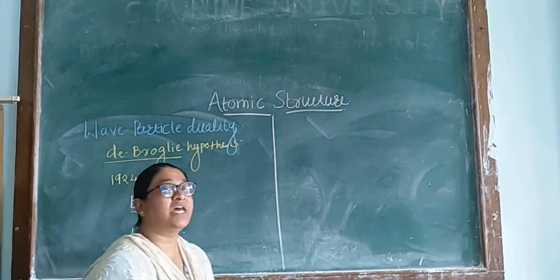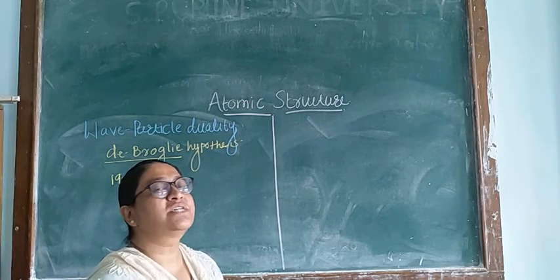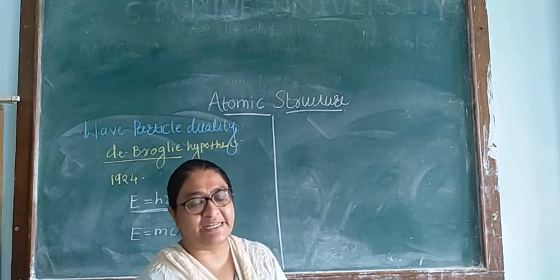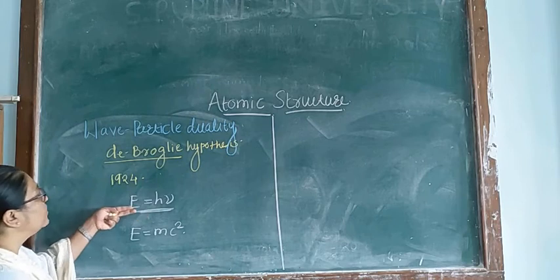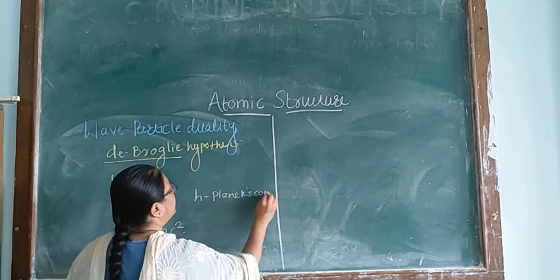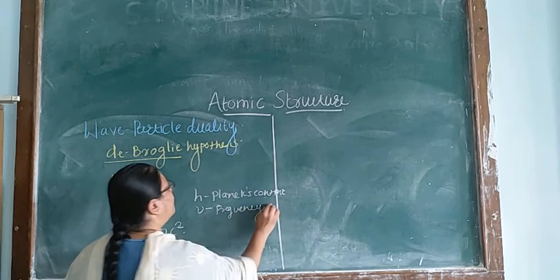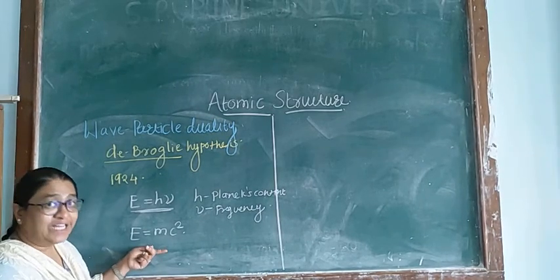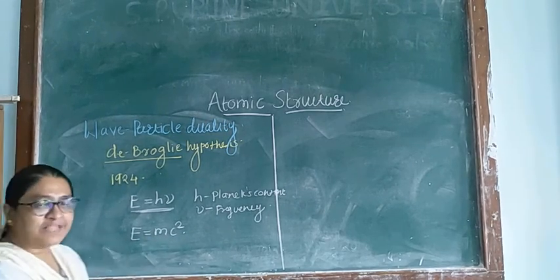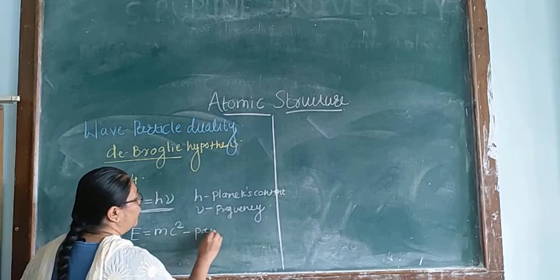As light is constitutive of photons, that light has a dual character. That means these photons may behave as a wave as well as a particle. The energy in the wave form is given by the equation E is equal to h nu, where h is the Planck's constant and nu is the frequency of that photon. While in the particle form, the photon's energy is given as E is equal to mc square, where m is the mass of that photon and c is the speed of light.